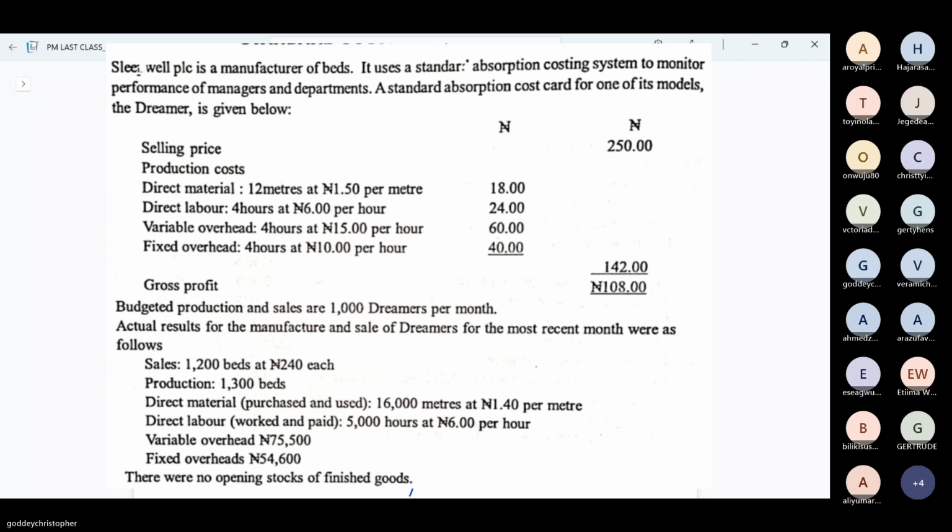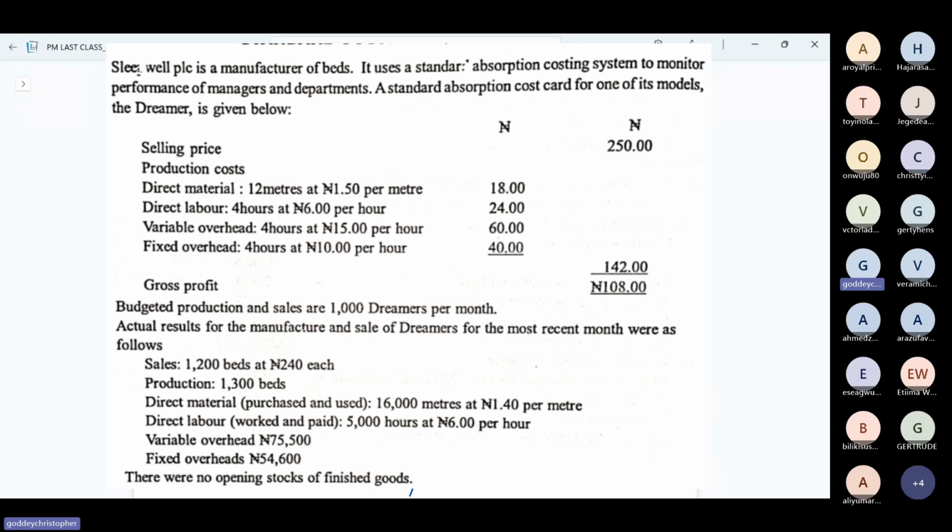108. Budgeted production and sales are 1,000 Dreamers per month. Actual results for the manufacture and sale of Dreamer for the most recent month were as follows. Sales, 1,200 beds at 240 each. Production, 1,300 beds. Direct material purchased and used.